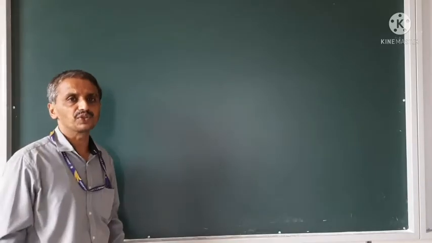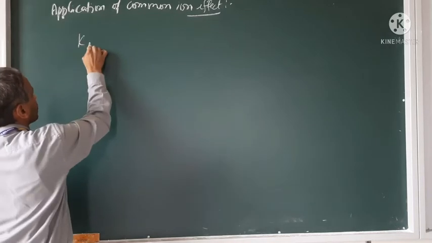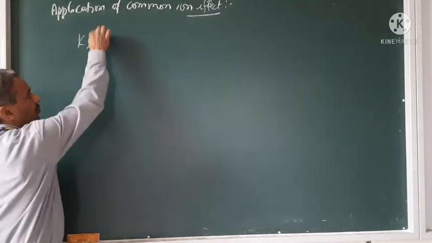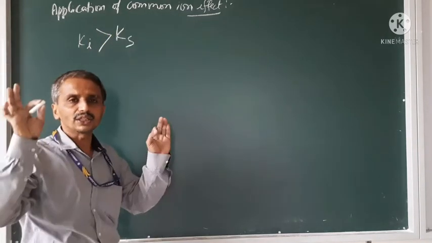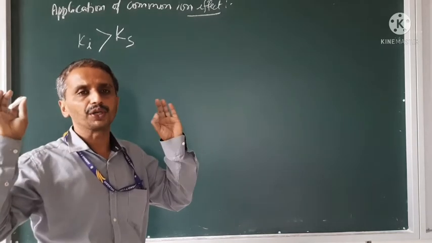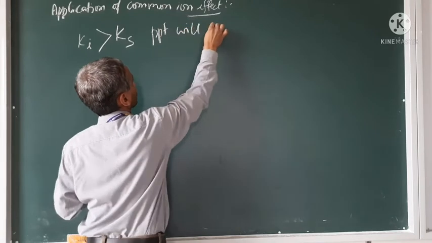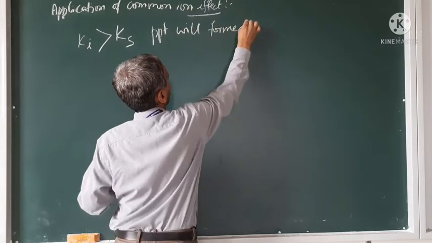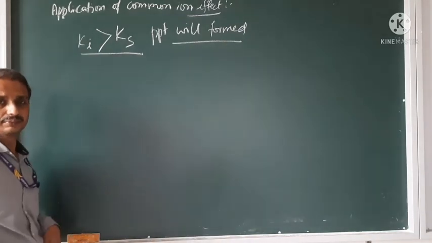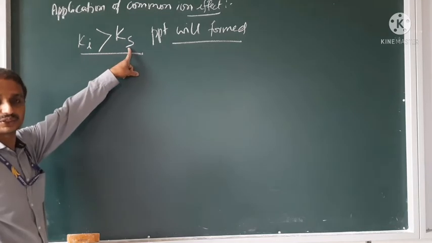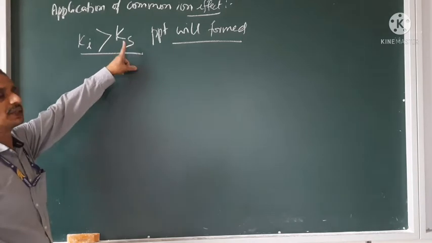Now, application of this common ion effect. Just remember one point. If the ionic product crosses the solubility product, then in such cases precipitate formation will be there. Precipitate will be formed. Note it properly. Ionic product, we write it as Ki. Solubility product, we write it as Ks. If the ionic product crosses the solubility product, precipitation occurs.